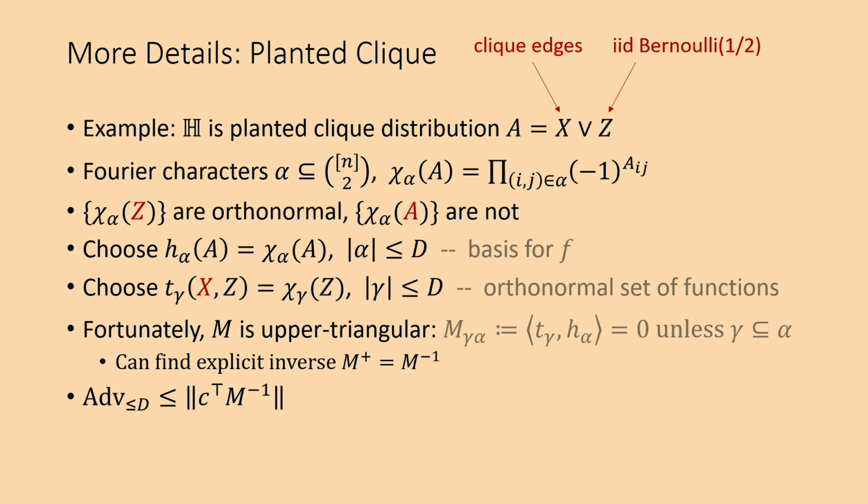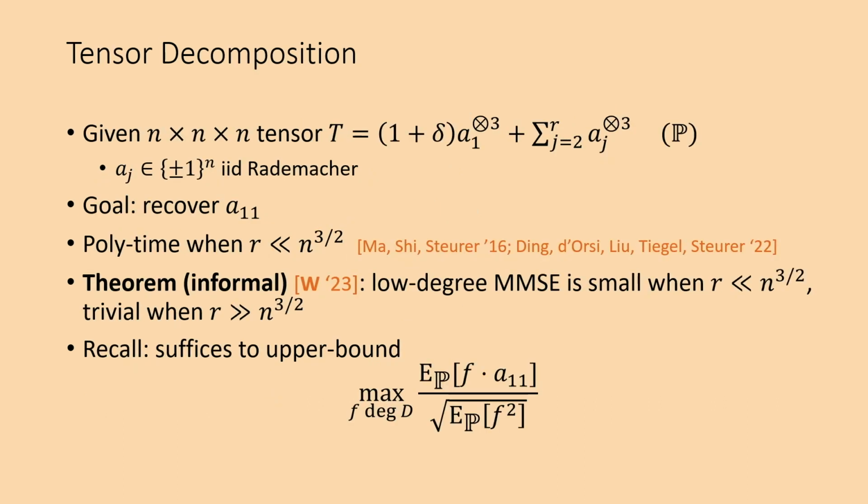So that's, in a nutshell, how this method is applied to planted clique and various other problems of a similar nature, things like planted dense subgraphs and so on. I want to do one more example, which is maybe a slightly different type of problem. This is a tensor decomposition problem. How to define this? I'm going to give you an n by n by n tensor, and it's going to have this form. It's a rank R tensor.